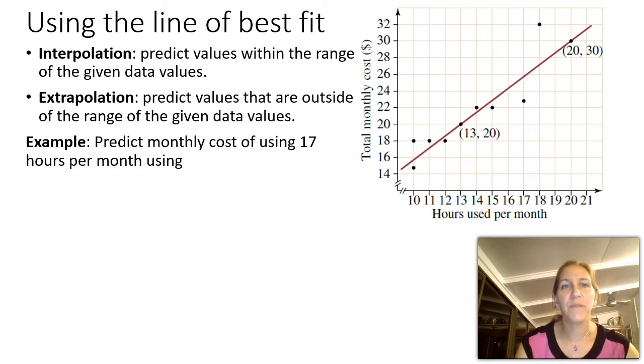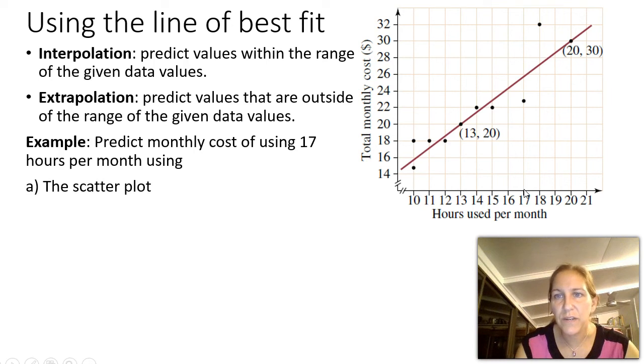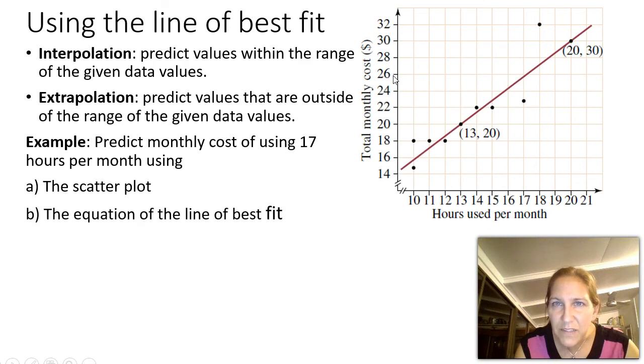As an example, let's predict the monthly cost of using 17 hours per month. We use 17 in the scatter plot and just read it off. It's really important to note we don't use this data point here. We don't care about the data points anymore; we're just using the line of best fit. You can see the total monthly cost is maybe slightly below this 26 here. So let's say 25.7, 25.8.